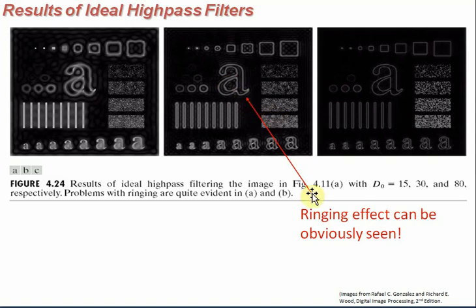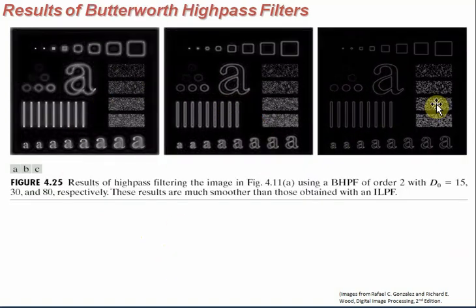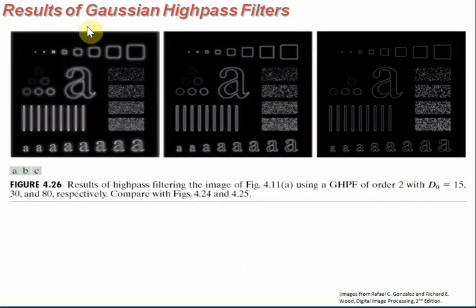Here you may observe the ringing effect. Here also the ringing effect. This one is an example of the ideal high pass filter, and the next one is the Butterworth high pass filter with order 2. That's why the ringing effect is almost negligible here. If the order is increased, of course you can see the ringing effect in the Butterworth high pass filter also. Next, the third case, the Gaussian high pass filter, has no ringing effect.